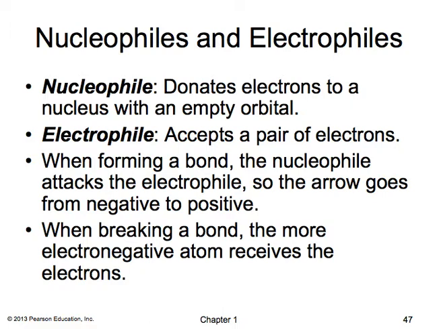Nucleophiles donate electrons to a nucleus with an empty orbital, while electrophiles accept a pair of electrons. So when forming a bond, the nucleophile essentially attacks the electrophile, so the arrow always goes from the negative to positive. This point is essential, especially when we're doing mechanisms, and especially since you guys will be doing YouTubes of mechanisms. Mechanisms always should be shown where you have the nucleophile attacking the electrophile, so your arrow should always start from a negative electron source to the positive. Now, when breaking a bond, the more electronegative atom always receives the electron.